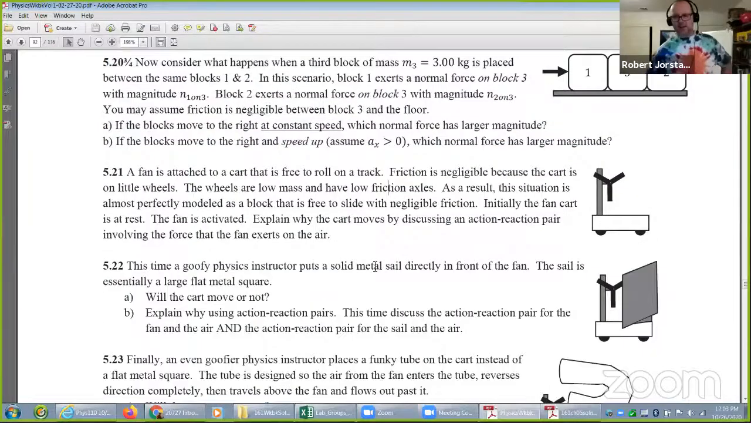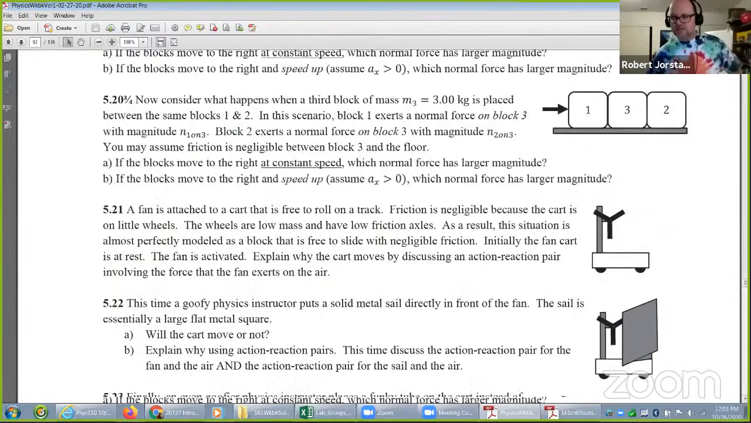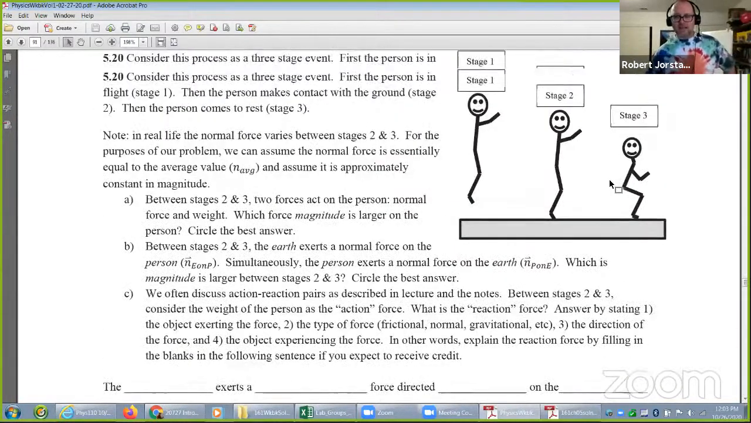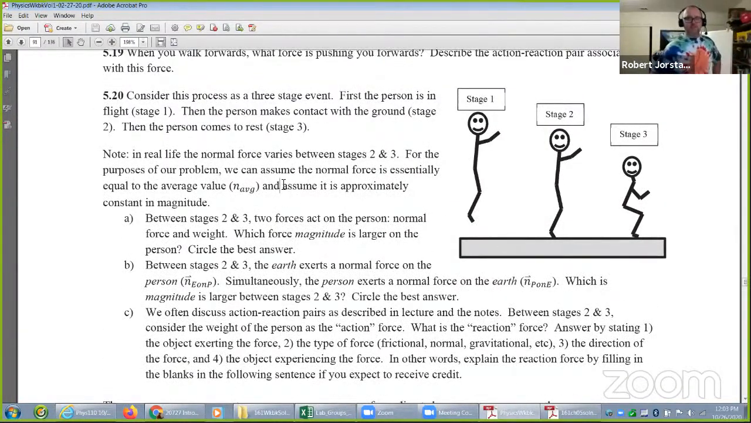That said, let's revisit 5.20, which one group wanted to look at, and I know the other group did and said it kind of messed with their brain. So let's just do a revisiting of this. Based off this, what do we see here? Person is in flight, makes contact with the ground.